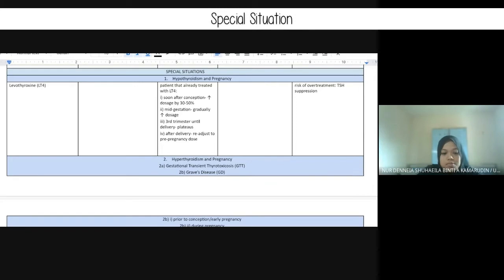Moving on to the next special situation, which is hyperthyroidism in pregnancy. This condition will be subdivided further into gestational transient thyrotoxicosis, Graves' disease, in which hyperthyroidism occurs prior to conception or early in pregnancy, or even during the pregnancy, as well as thyrotoxicosis in the postpartum period.